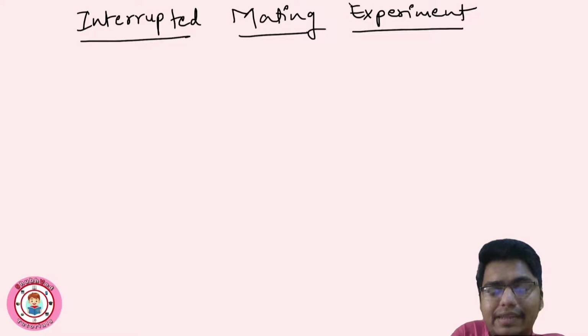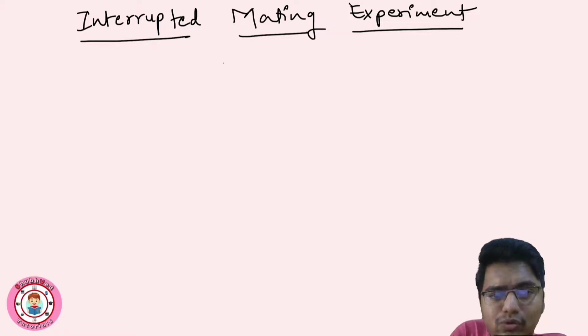Interrupted mating experiment is related to conjugation. First of all, you have to know what conjugation is in detail. I have made a video, and I will attach it in the I button. Do watch it, because we will not understand what interrupted mating is if you do not know the conjugation concept.